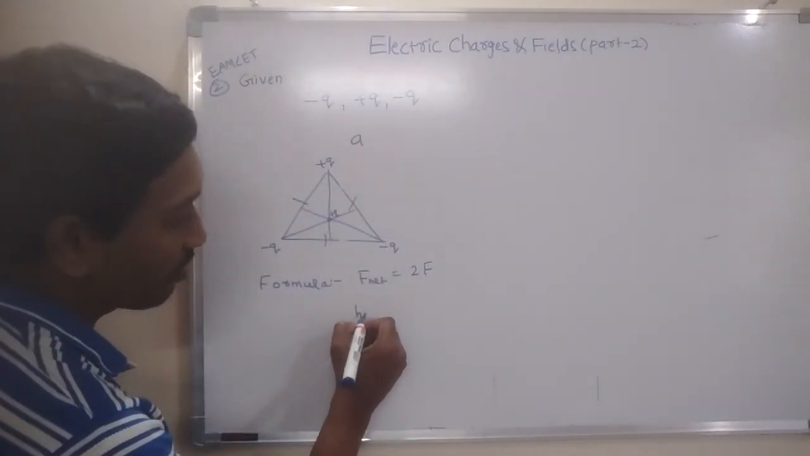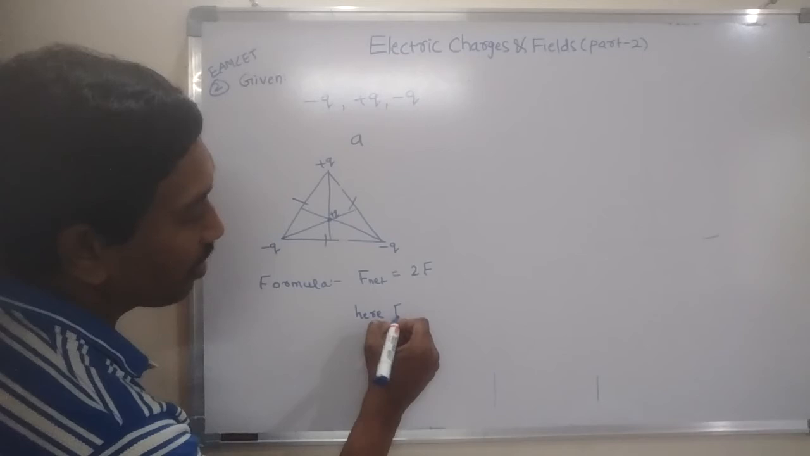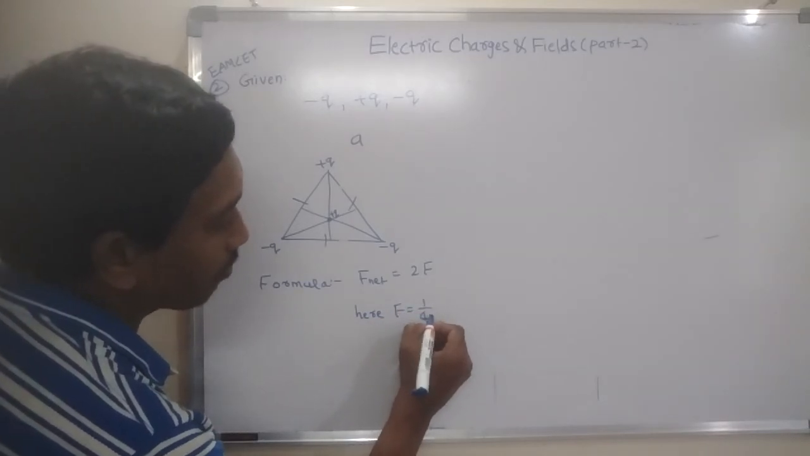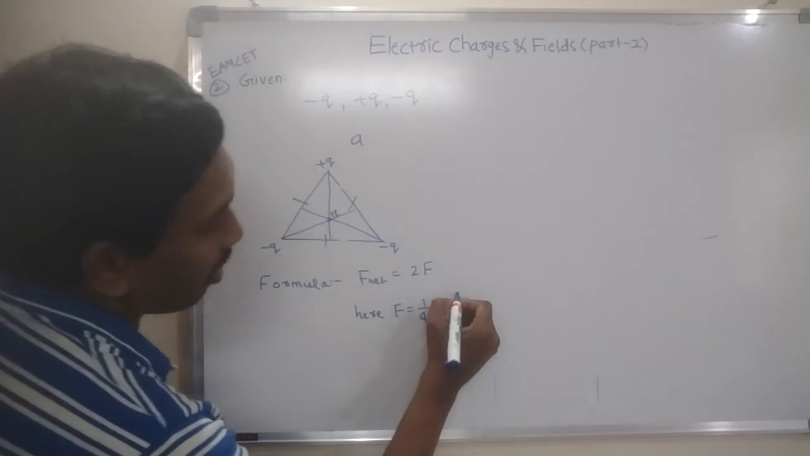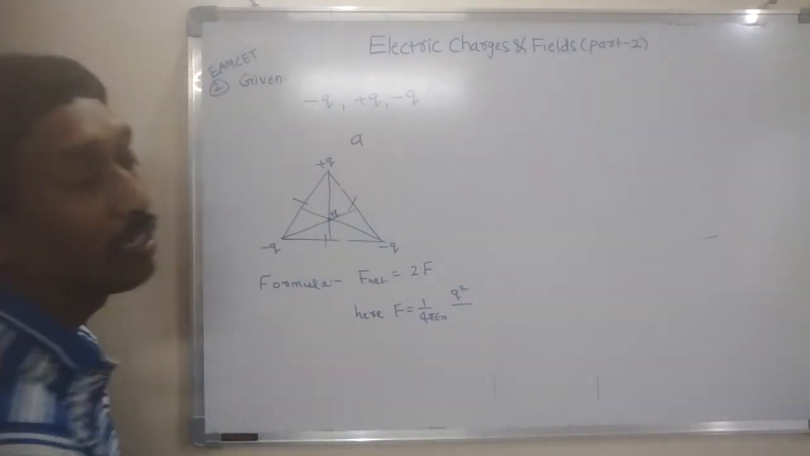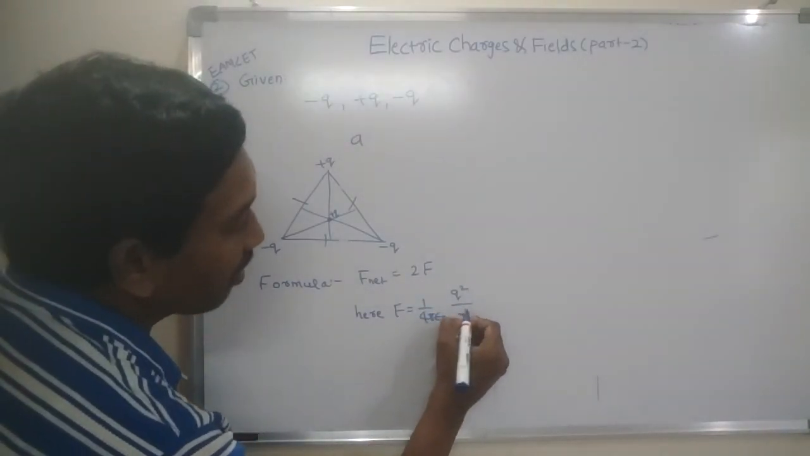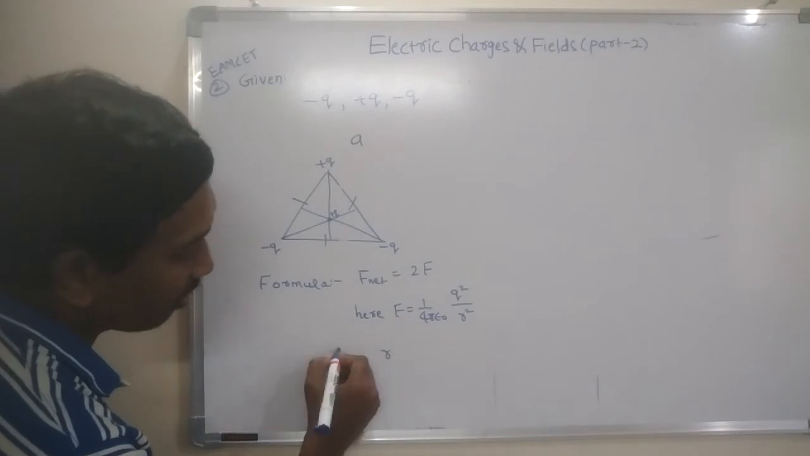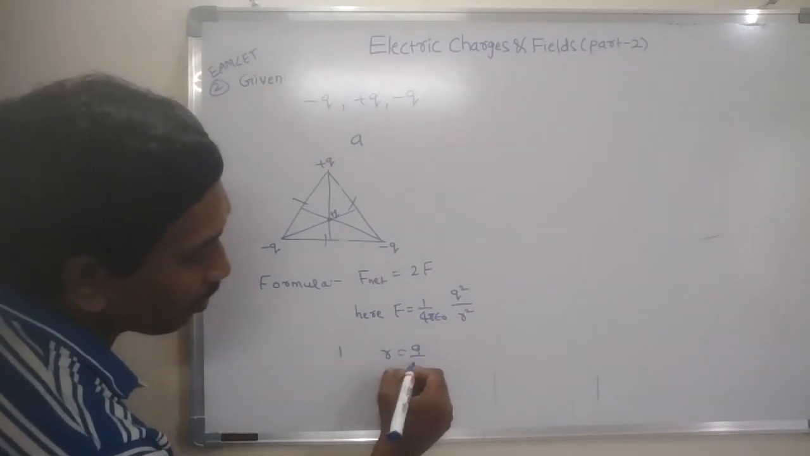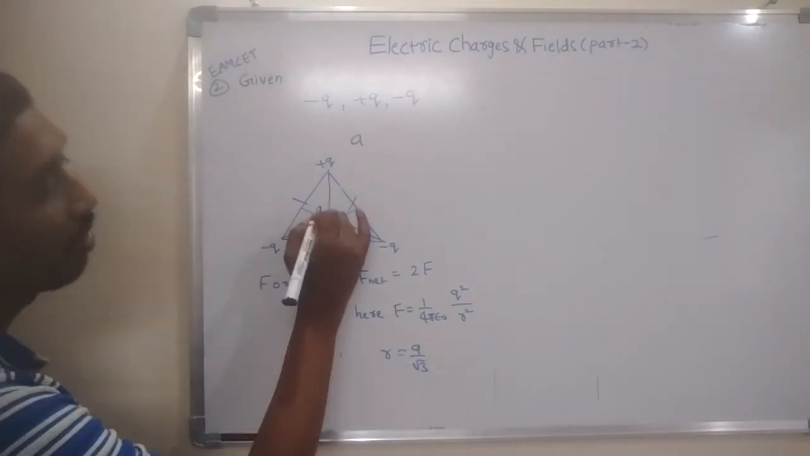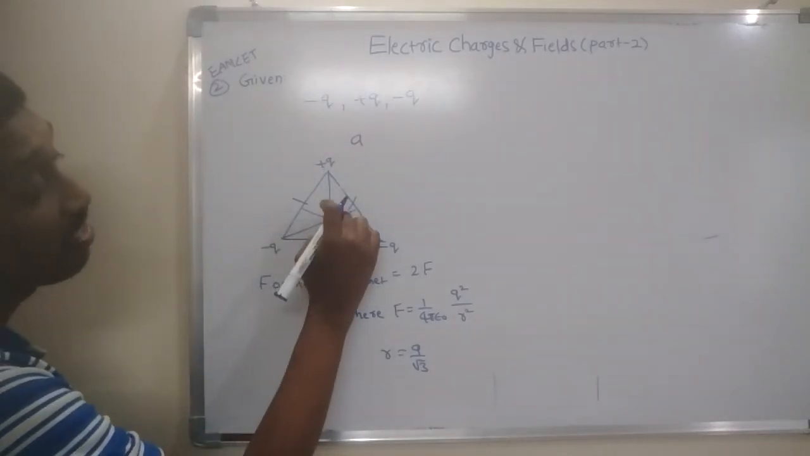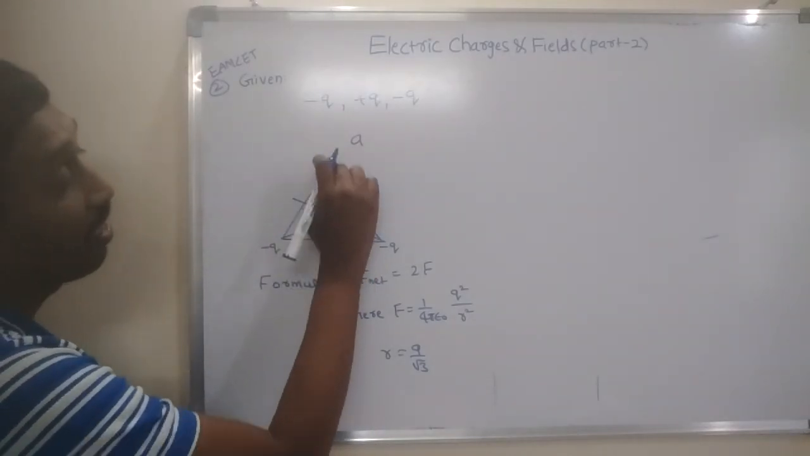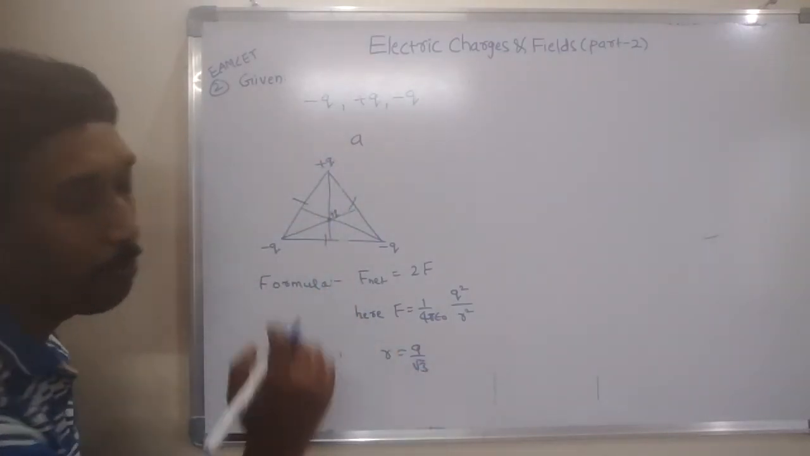F is equal to 1 by 4 pi epsilon naught into Q1 Q2. The charges are the same, so Q square by R square, where R is equal to A by root 3. In an equilateral triangle, A is the side length, but the distance between the center of the triangle and a corner is A by root 3.